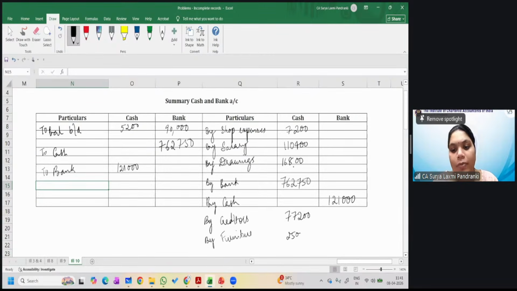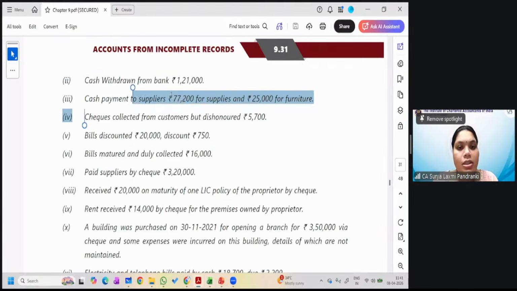25,000 in the cash column only, because both are cash transactions. I'm writing both in the cash column only. Yes, ma'am, this transaction is also done, right? What is the next one?